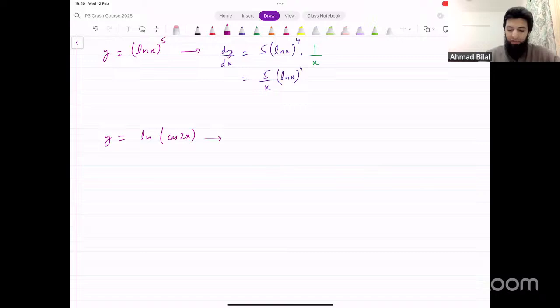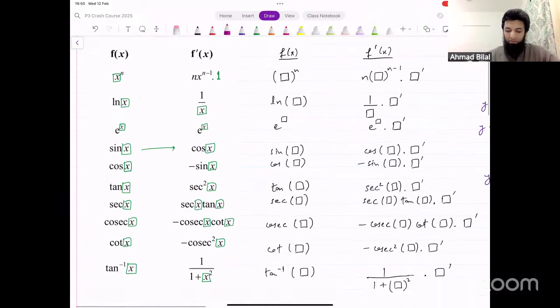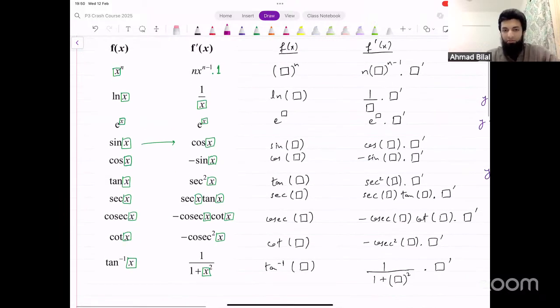Okay, but by the way, I would recommend that you take a printout of the formula sheet. If you haven't done that yet, please do that. You will need to have that in front of you for trigonometry questions, for differentiation questions, for integration questions.